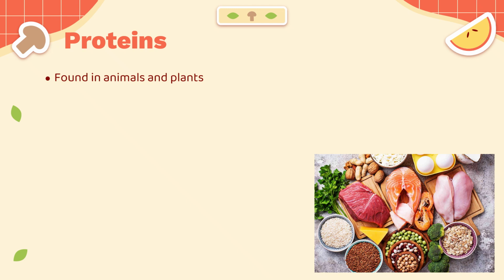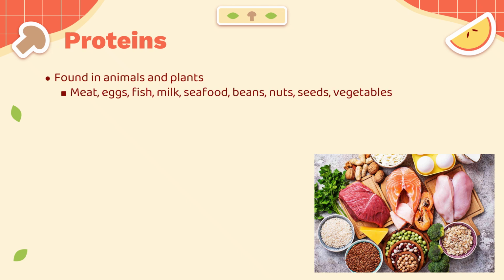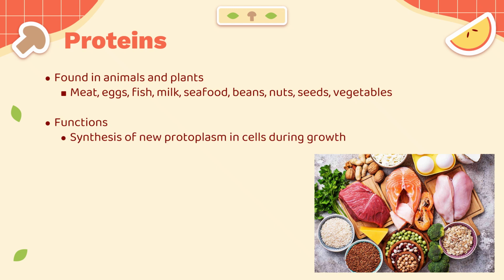Proteins are found in animals and plants, of course. Examples, they are found in meat, eggs, they're found in almost everything. Even vegetables like spinach have proteins. All right. So let's talk about the functions. Even though I've given you about five, the most important is this one.